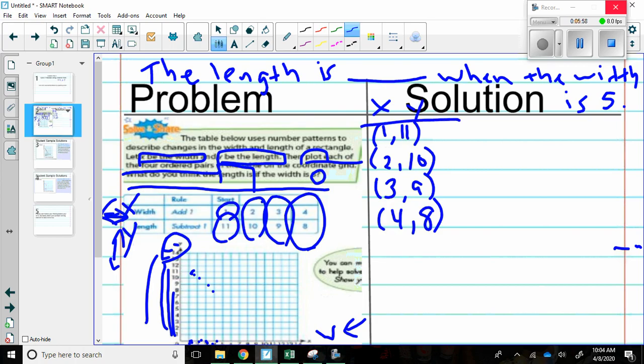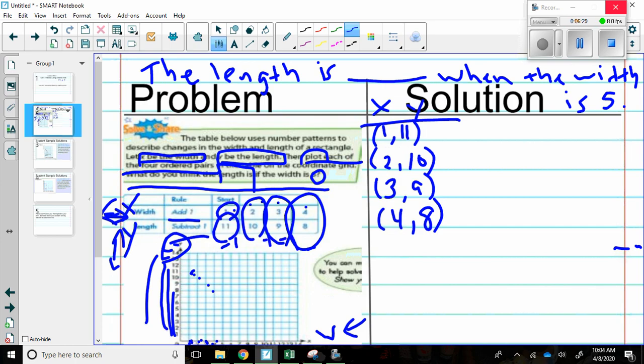So you'll notice a pattern on the graph. You'll see that, and it also tells you that for the rule for width is you add 1. So again, each square you add 1 movement over on the graph. So we went from 1 to 2 to 3 to 4. And then the length is when you subtract 1. So the pattern there is -1, -1, -1.